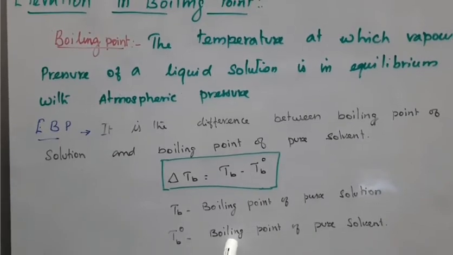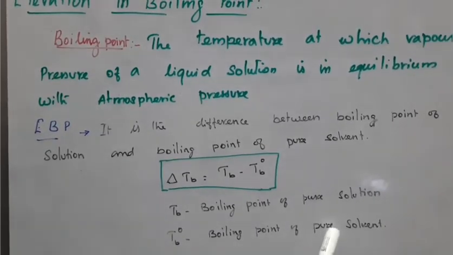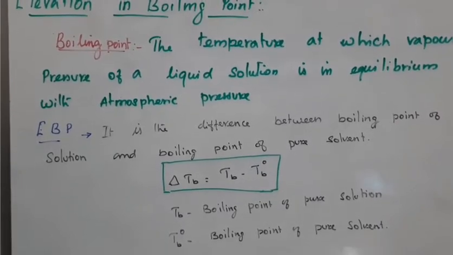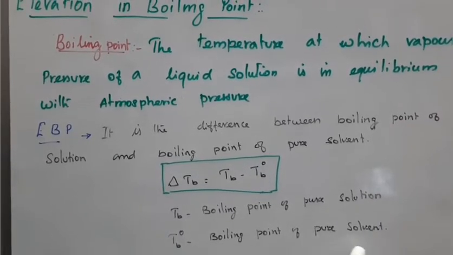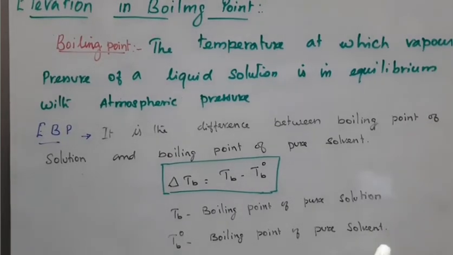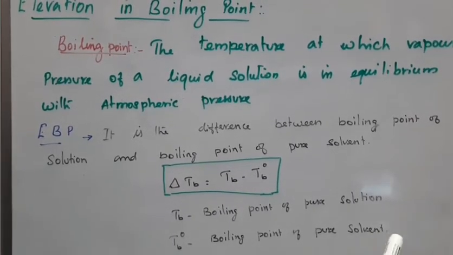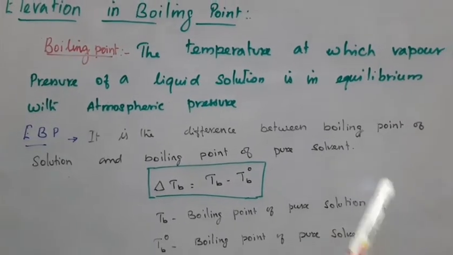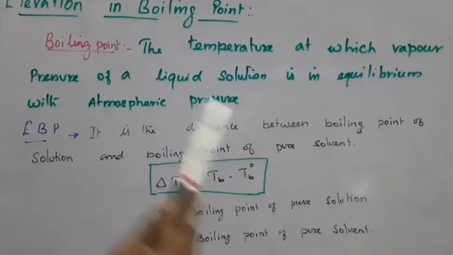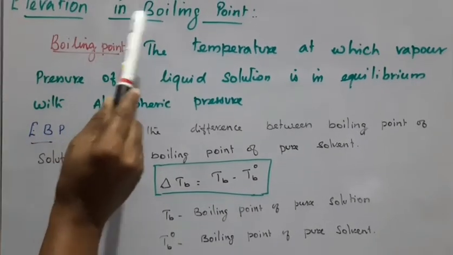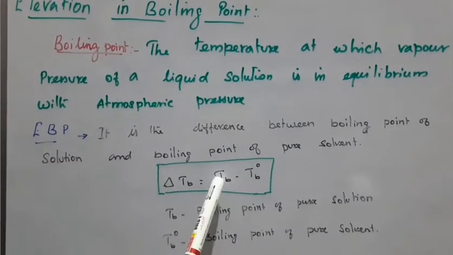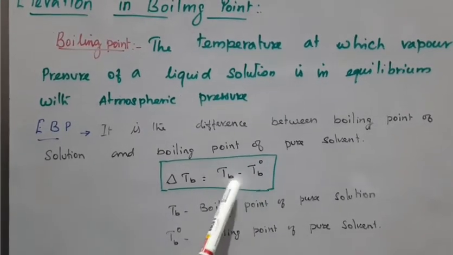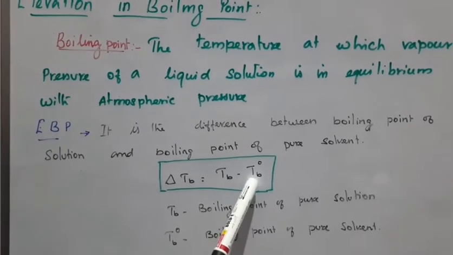Suppose we consider the boiling point of a pure solvent like water. What is the boiling point? 100 degrees Celsius. Now we add some amount of sucrose or any salt to the same solvent. What happens? Its boiling point increases. That is called the elevation in boiling point, so we write TB minus T0B, since the solution's value is the larger quantity.